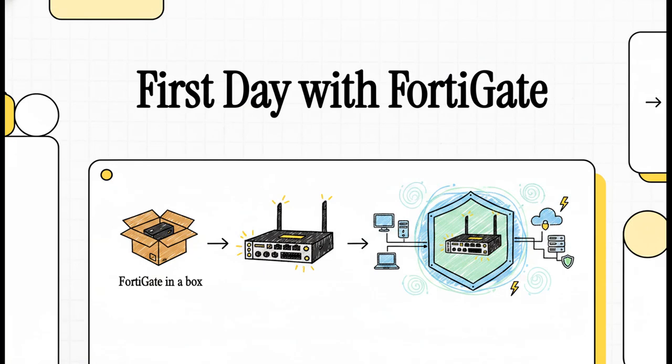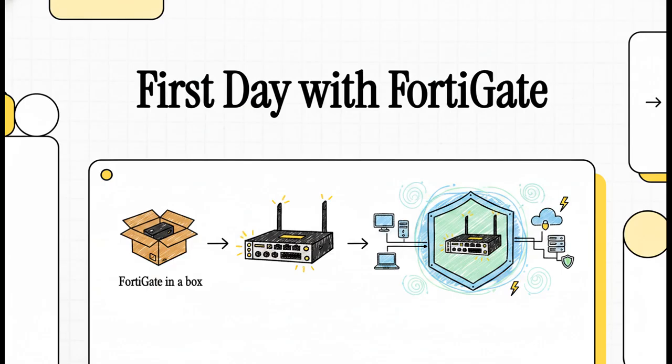Welcome to this explainer. Today we've got something really exciting lined up. We're taking a FortiGate firewall, which, let's be real, might just be a heavy piece of hardware sitting in a cardboard box on your desk right now, and we're going to completely transform it. We're turning it into a fully intelligent, multi-layered network gatekeeper.